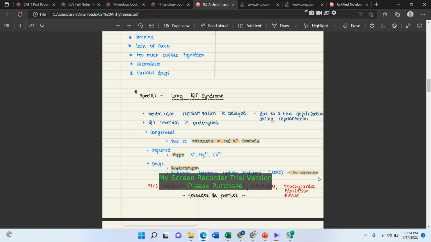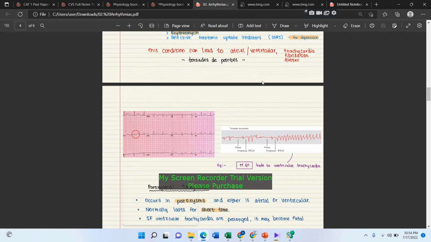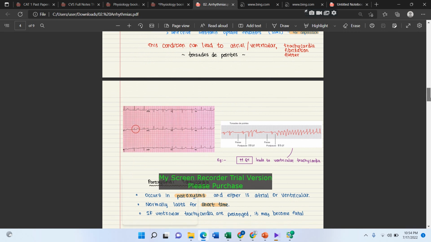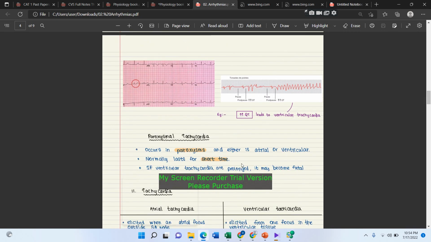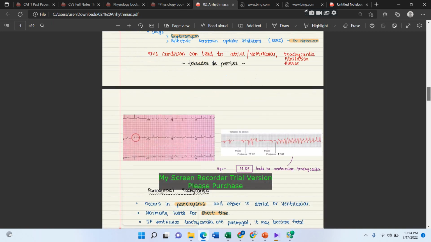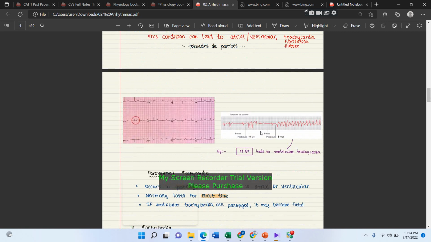This condition can lead to ventricular tachycardia, fibrillation, and flutter. So first, let's check out tachycardia, fibrillation, and flutter. But before that, we have another condition to discuss. You can see in the long QT syndrome that this is the ECG graph. Long QT leads to ventricular tachycardia. So yeah, that's an example.